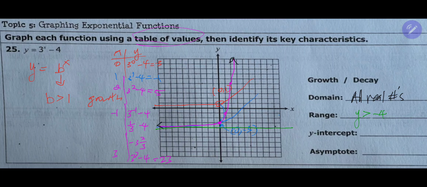So that's the range. The y-intercept is when x is 0. So this is when x equals 0. And we know that, yeah, it's 0, comma negative 3. Right, and then the asymptote is y equals negative 4. Right, that's this green imaginary line that it never touches. Okay, so that's the answers.